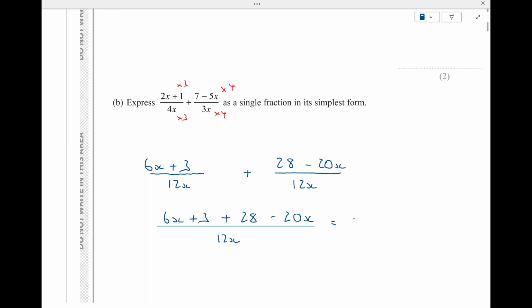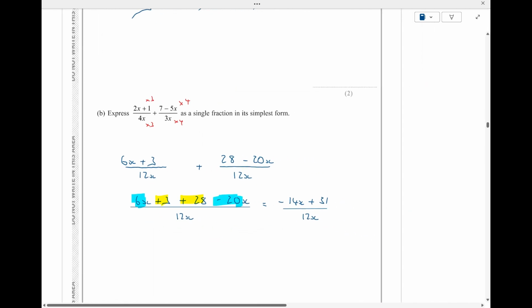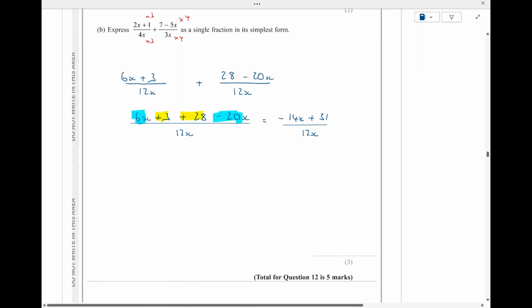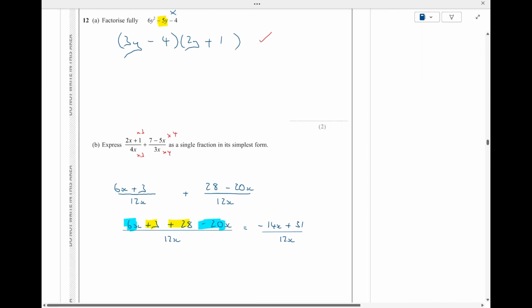So that's going to be minus 14x plus 31. That's the 6x minus the 20x gives me minus 14x. Plus 3 plus 28 gives me plus 31, all over 12x, which I can't simplify any further. So that is my answer there. And that is question 12 done.